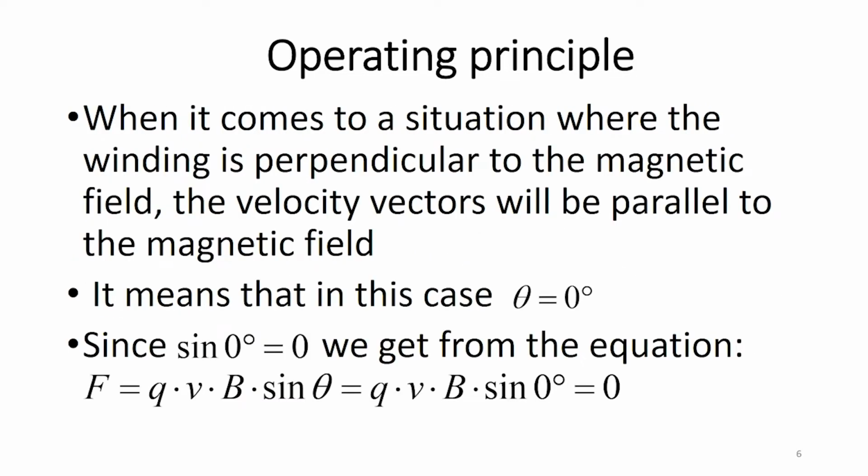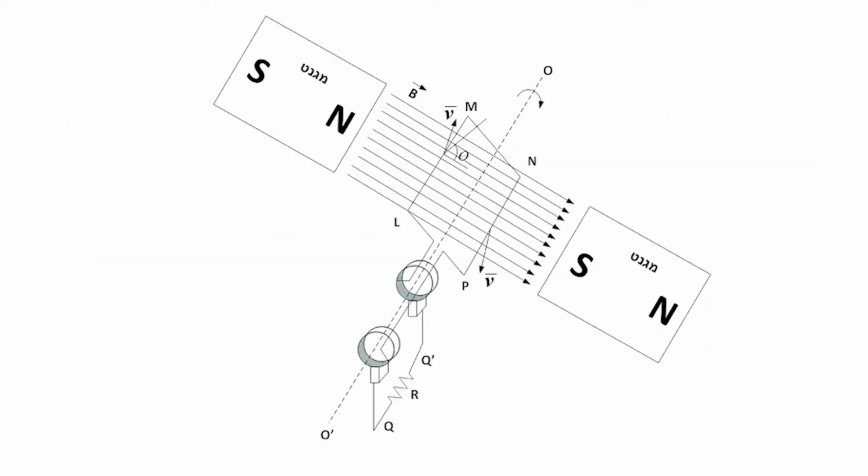When it comes to a situation where the winding is perpendicular to the magnetic field, the velocity vectors will be parallel to the magnetic field. It means that in this case, theta equals 0 degrees. Since sine 0 degrees equals 0, we get from the equation that F equals q times v times B times sine theta, which equals q times v times B times sine 0, which equals 0. So when the velocity vectors are parallel to the magnetic field, no force will act on the windings.